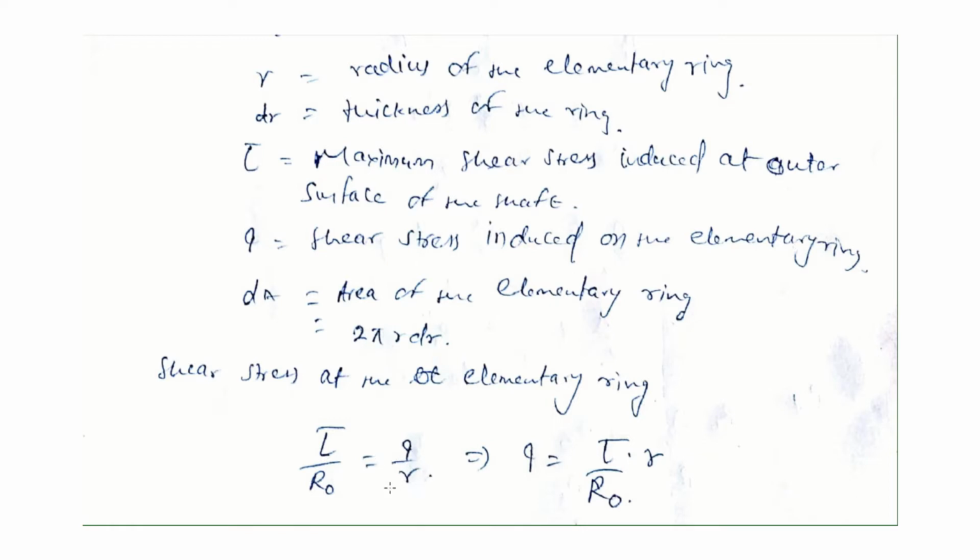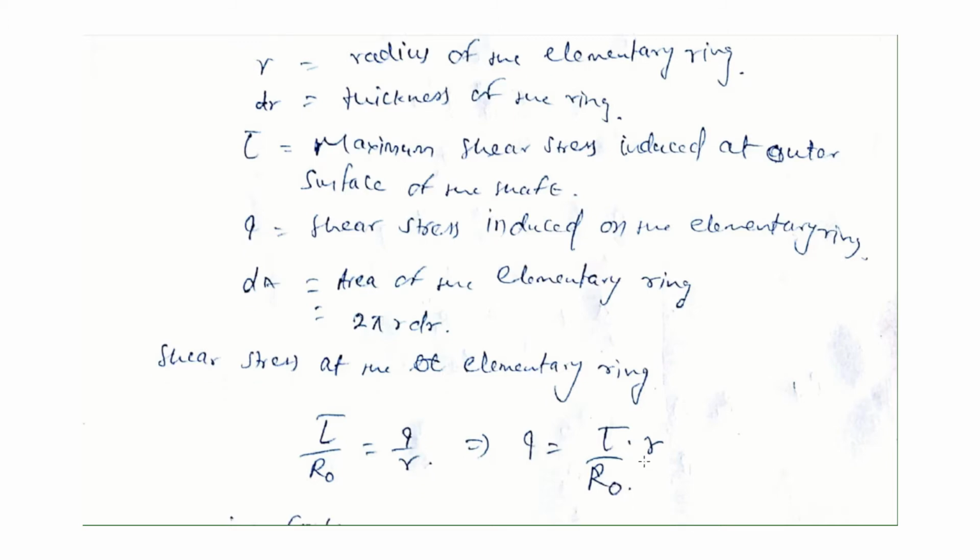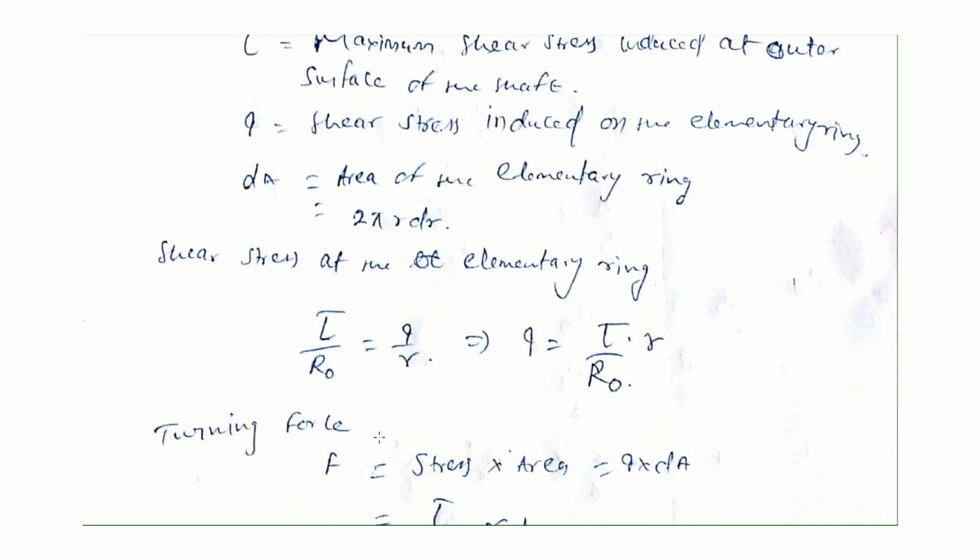equals q by r. Okay, tau is the maximum shear stress induced at the outer surface, and here r is the distance from the center, equals the shear stress at the elementary ring divided by the distance from the center. So small q equals tau by r naught into r. Here r naught is the outer radius and r is the radius of the elementary ring.